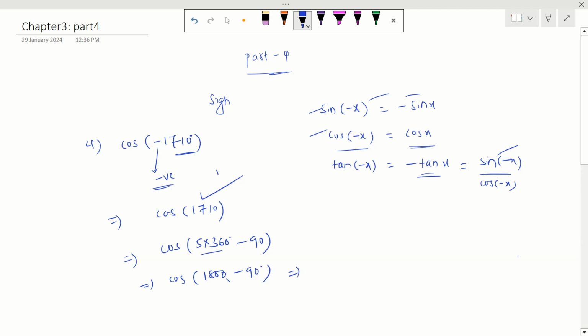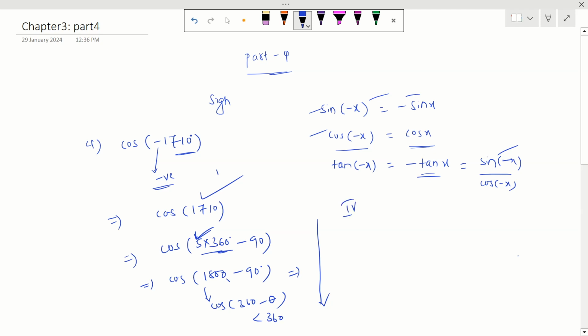This is in the form of cos of 360 minus theta. Here 360 is there, so ignore the 5. Then it is 360 minus theta. 360 minus theta means it is less than 360, so it is in the fourth quadrant.